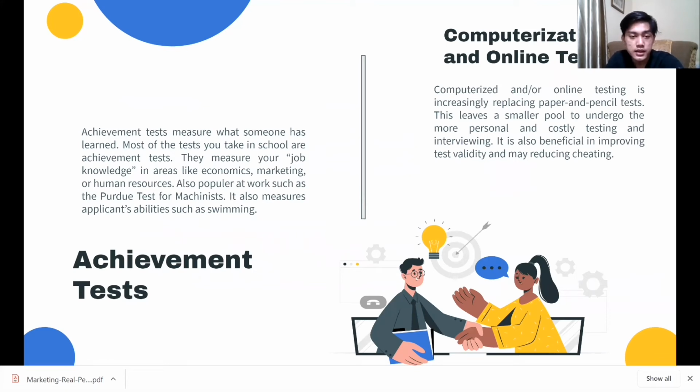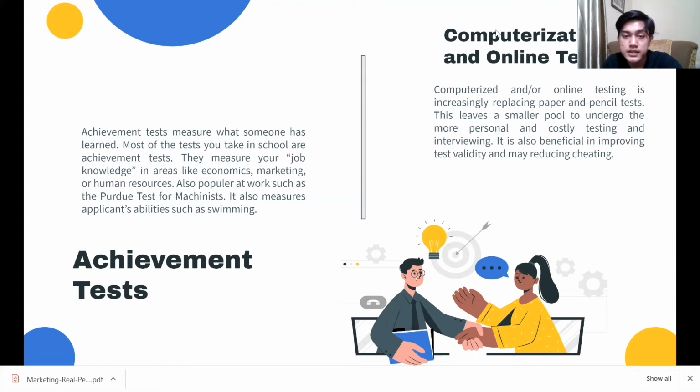And the last one is achievement test. Achievement tests measure what someone has learned. Mostly it is taken in school, such as what we have learned, like economics, marketing, or human resources. And achievement tests we can also find at work, such as the Purdue test for machinists, and it measures applicants' abilities such as swimming.